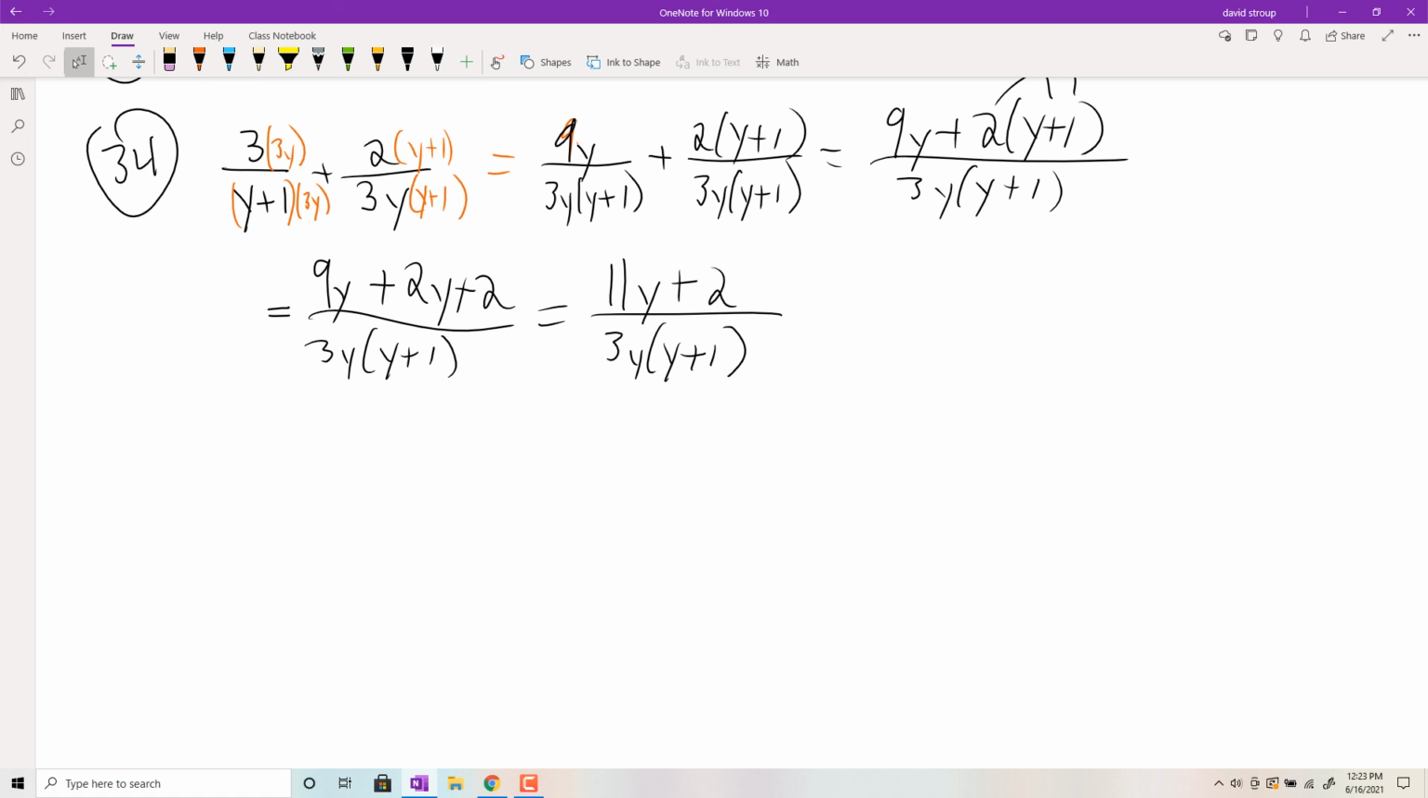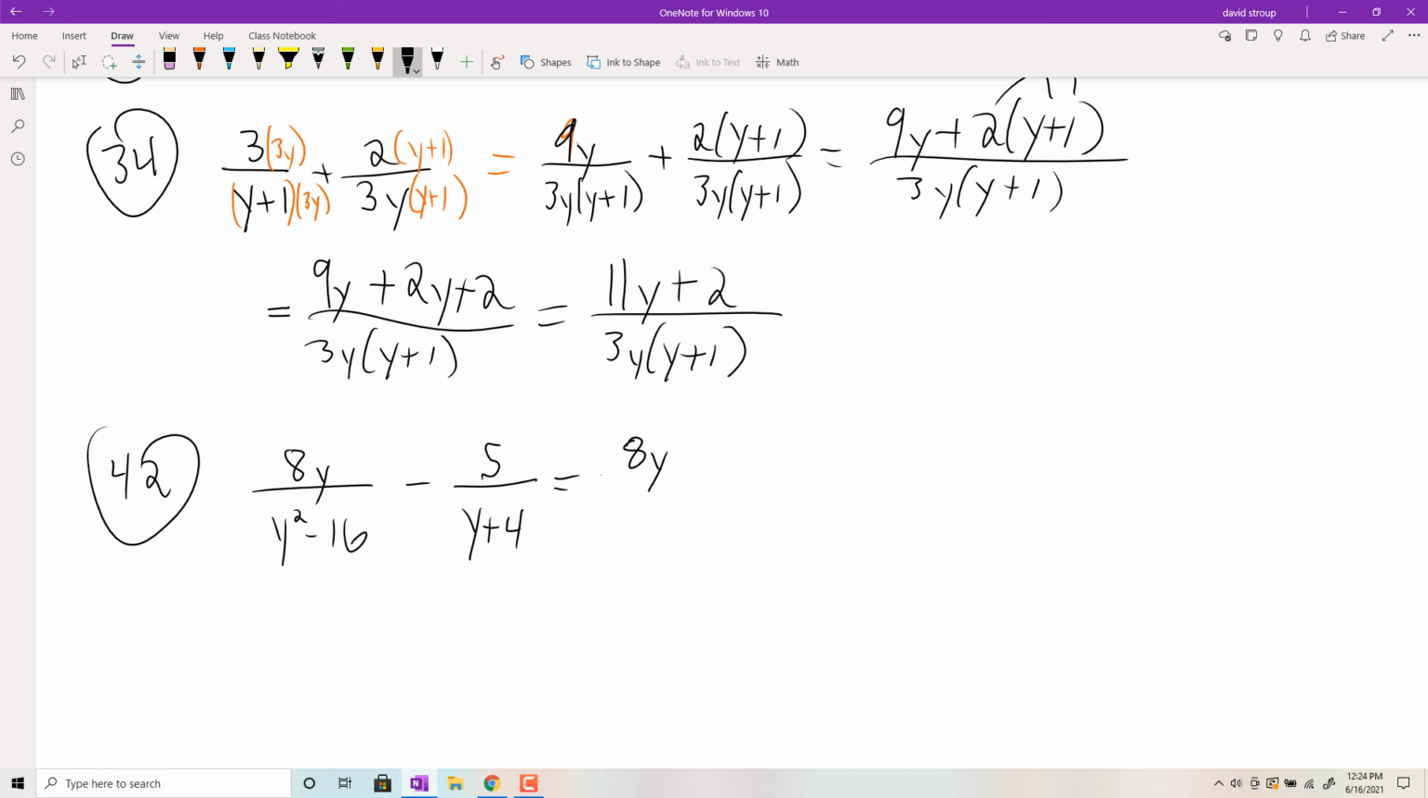Looks like I have 4 more examples in this section. So 42. I have 8y all over (y squared minus 16) minus 5 all over (y plus 4). Okay, so this time I'm going to have to factor to see what I'm dealing with, because what you don't want to do is just blindly multiply in to create a common denominator, because what you'll end up doing is over multiplying.